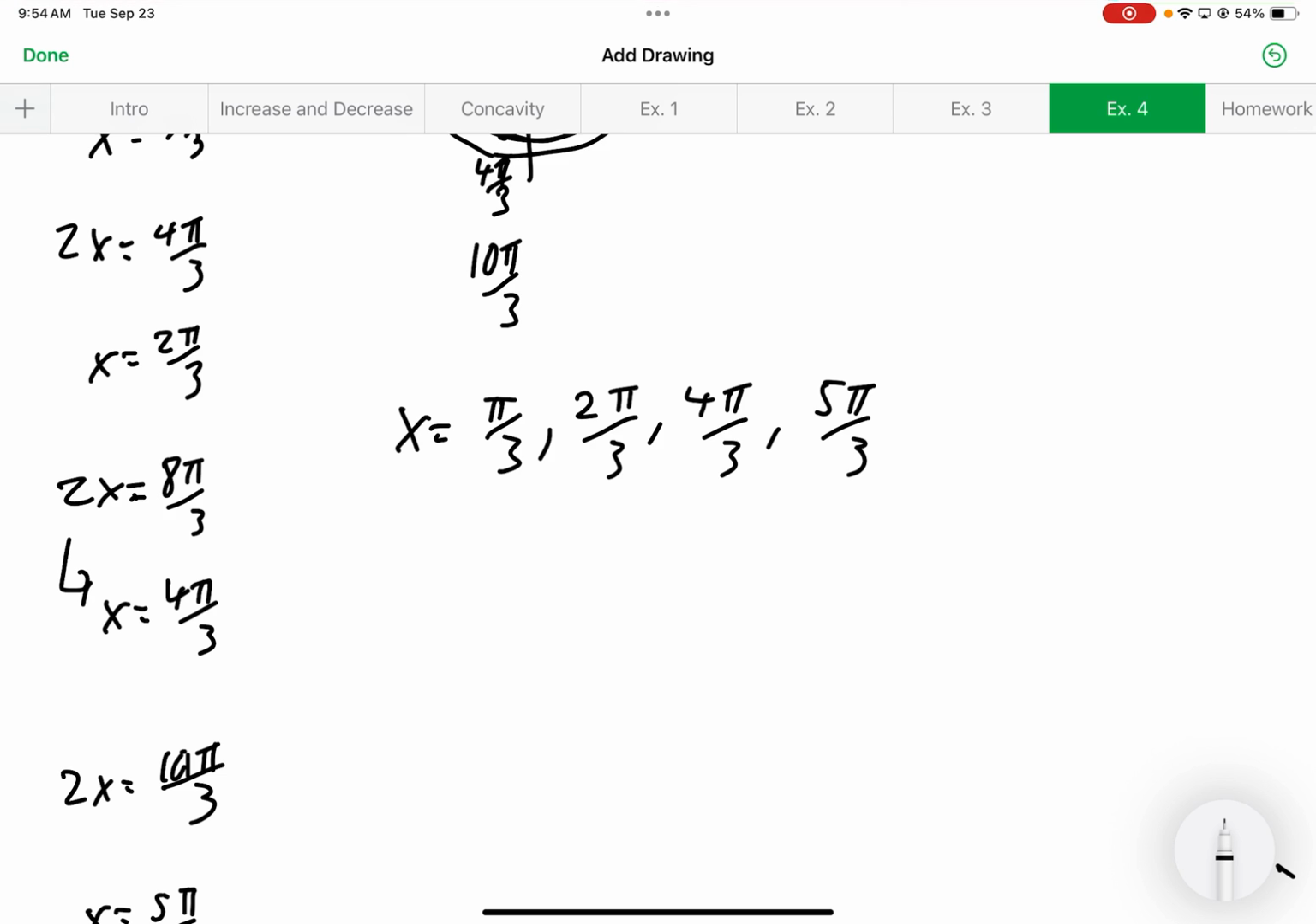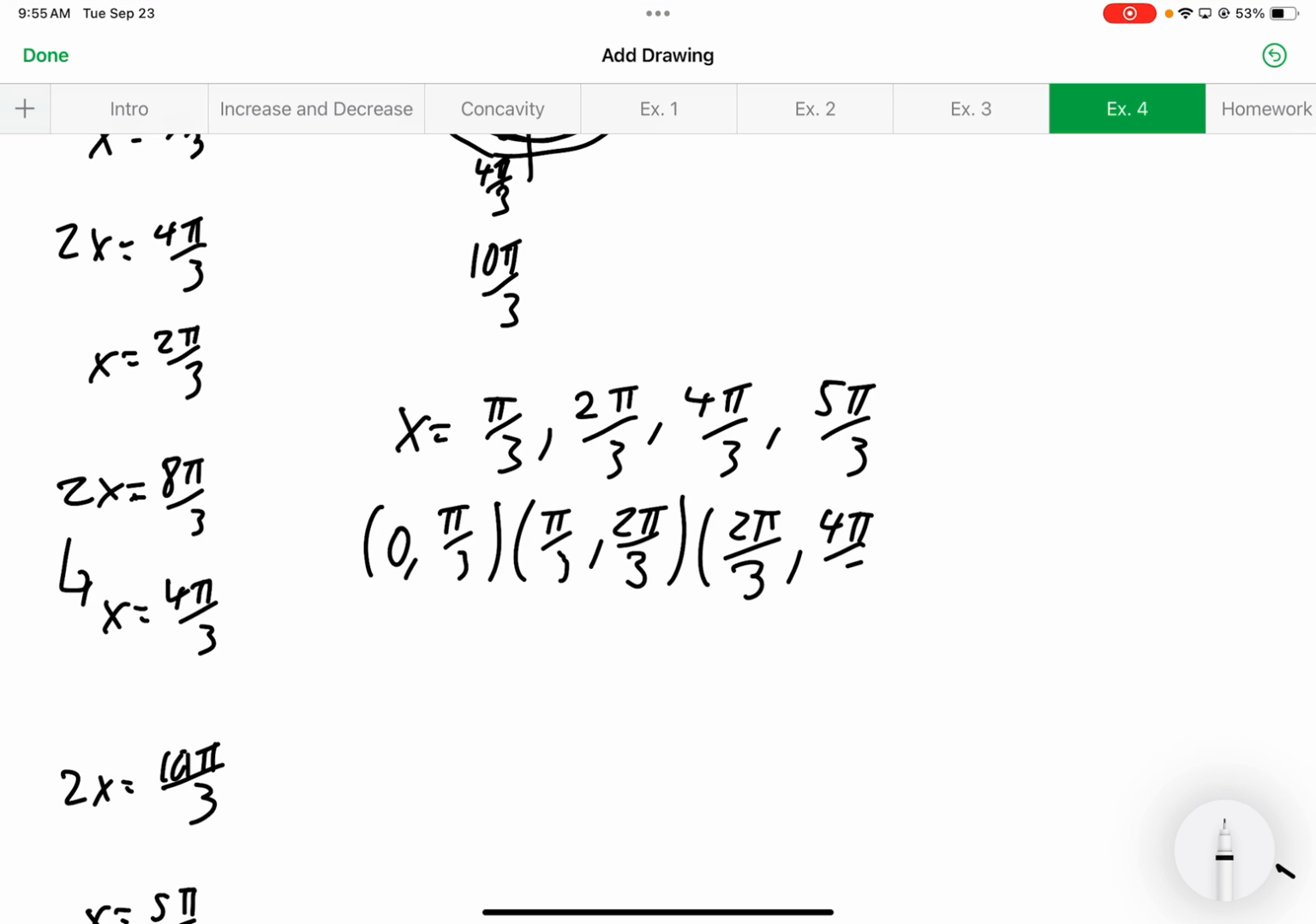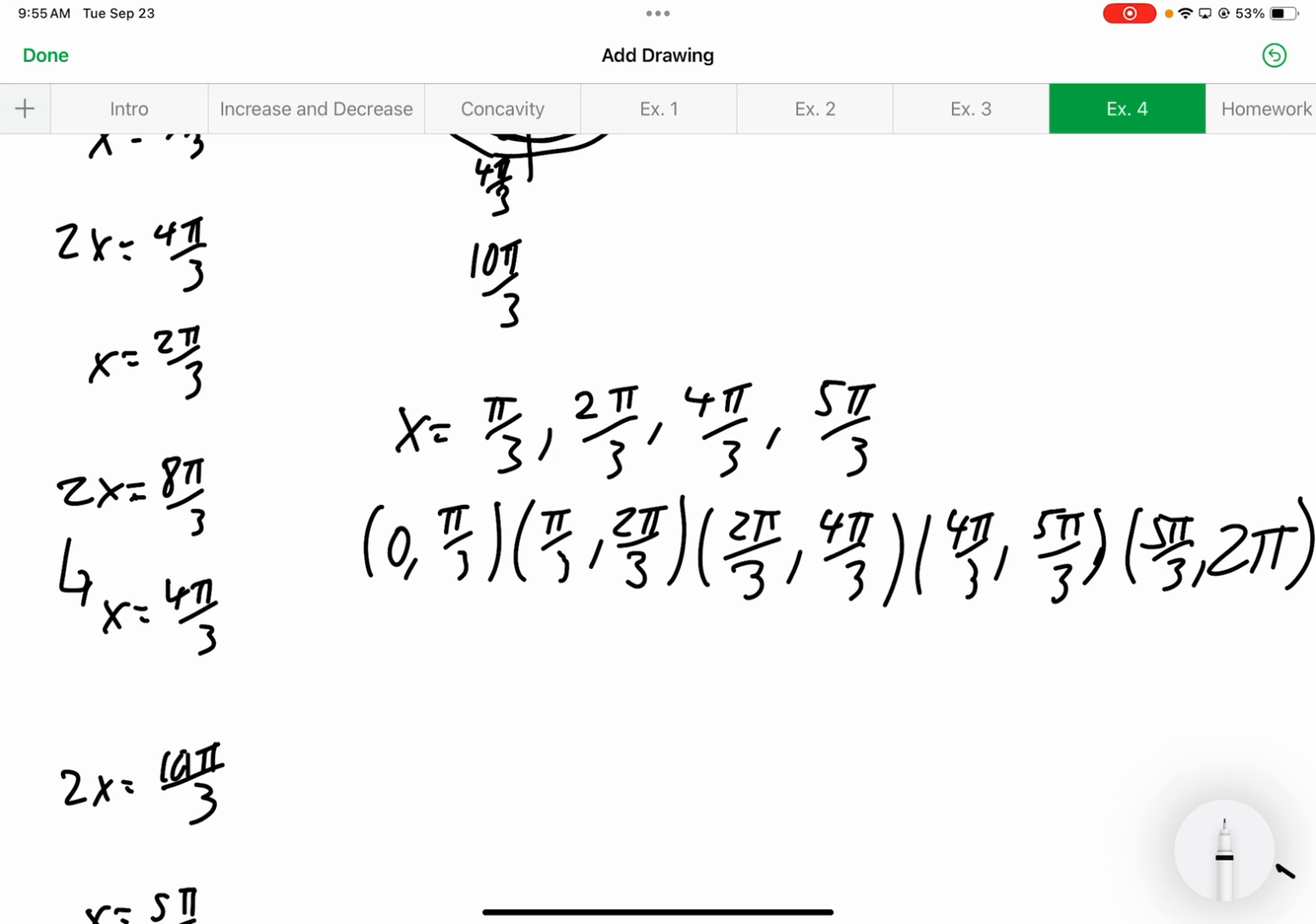If I did my next value, it wouldn't be 6 pi over 3, it would be 7 pi over 3. But that is outside of our interval anyway, right? Because it's bigger than 2 pi, so I don't care about that value. All right, so now I need to set up intervals with all those values. Fortunately, we just start at 0. So 0 to pi over 3, pi over 3 to 2 pi over 3, 2 pi over 3 to 4 pi over 3, 4 pi over 3 to 5 pi over 3, and 5 pi over 3 to 2 pi.